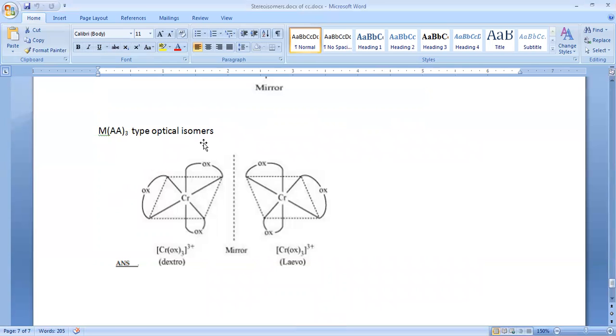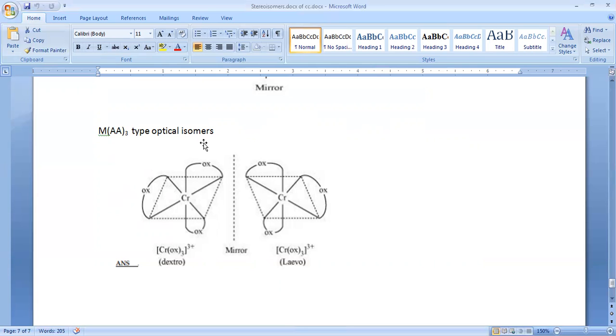The first one is Werner theory, the second one is effective atomic number theory, also known as EAN theory, proposed by Sidgwick, so it is also known as Sidgwick theory. And then we have studied valence bond theory, VBT, proposed by Hund, and isomerism, which is an extension of VBT.